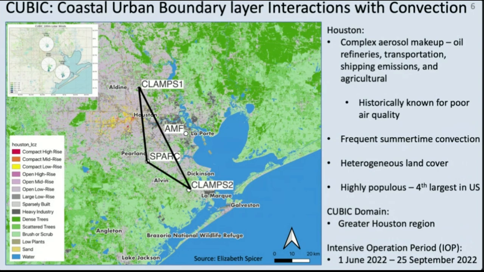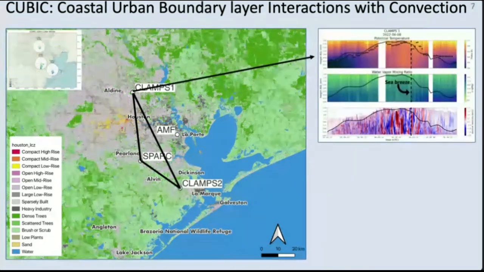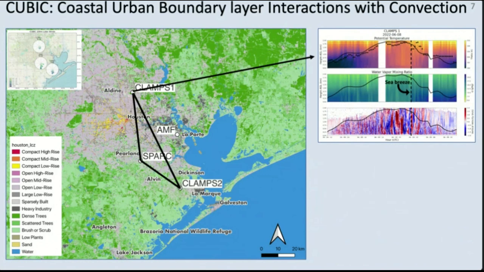This map and the shading that you see within this map represents the local climate zones for the region, and while CLAMPS 1 and SPARK are sited within similar zones, the air masses are expected to be different, with CLAMPS 1 being downwind of the greater metropolitan area of Houston throughout the majority of the campaign. So each mobile profiling system collected continuous thermodynamic and kinematic observations throughout the depth of the PBL, with only minor data gaps due to instrument issues or brief significant weather events.